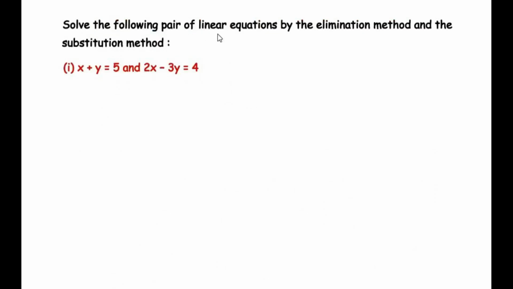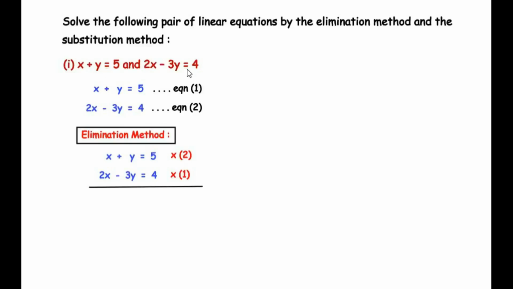Solve the pair of linear equations by the elimination method and the substitution method. So here we have to find out the values of x and y by first using the elimination method and then solving them using the substitution method. So let us start with the elimination first and let us consider these two given equations as equation 1 and equation 2. So once we have considered these two equations as equation 1 and equation 2, let us proceed with the first method, which is the elimination method.